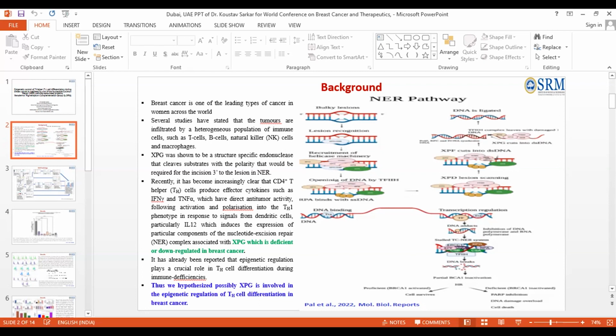Now among these, the Th1 phenotype mainly responds to signals from the dendritic cell, particularly via one of the interleukins known as IL-12, or interleukin 12, which induces the expression of components of nucleotide excision repair associated with XPG. This was mainly shown in breast cancer, where the patients we have are deficient in XPG expression. And it has already been established by our lab and other labs that epigenetic regulation plays a crucial role in T helper cell differentiation. Thus, we can hypothesize that XPG is possibly involved in the epigenetic regulation of T helper cell differentiation in breast cancer.